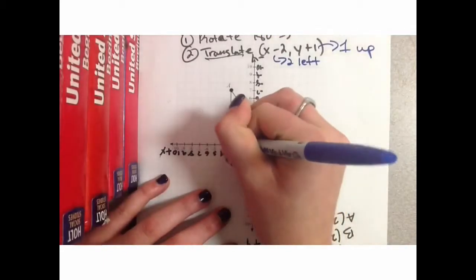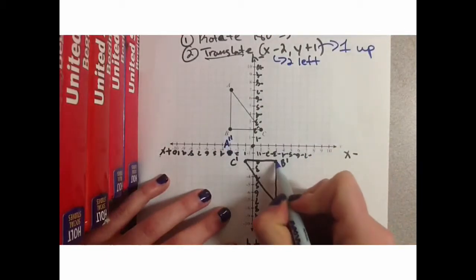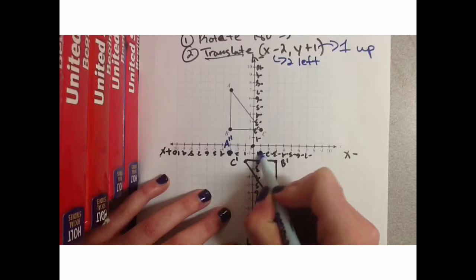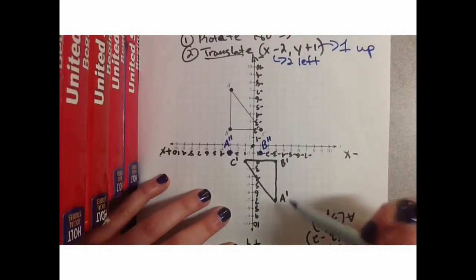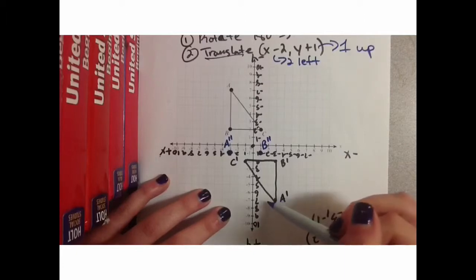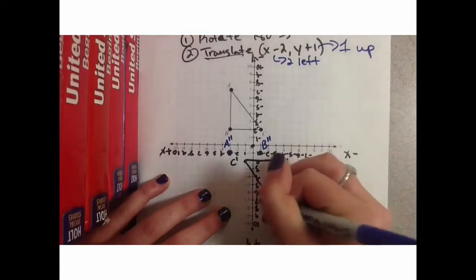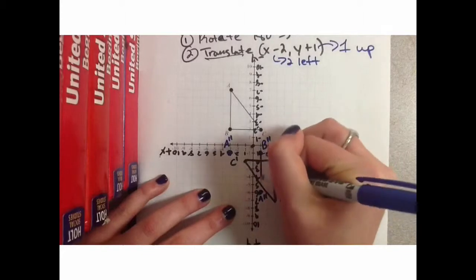And that's going to become C double prime. B is going to go 2 to the left and 1 up. And that's going to become B double prime. And then I'm going to take A prime. I'm going to go 2 to the left and 1 up. And that becomes A double prime.